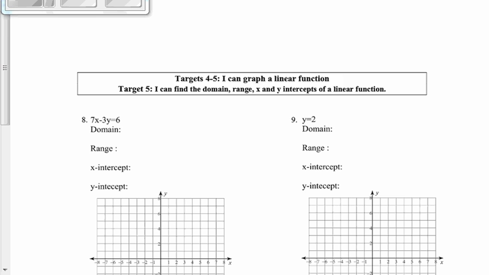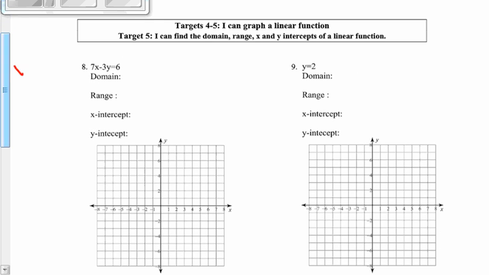So starting off on number 8, lots of ways to do number 8. You could just put it in slope-intercept form like we talked about on the front of your homework, we talked about on your notes. But remember, since you have to find the x and y intercept eventually, you could also just find the x and y intercept and use those to graph. So I'm going to start with that.